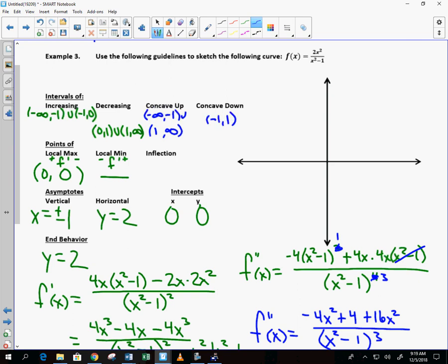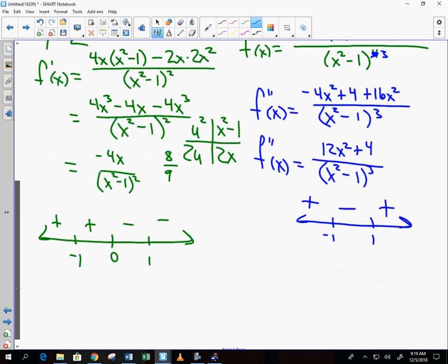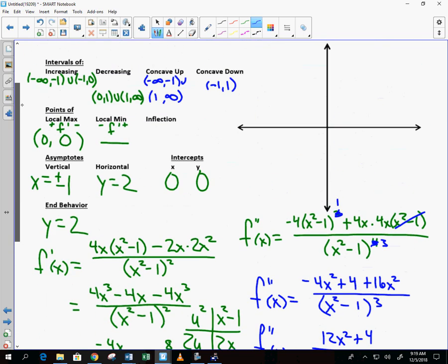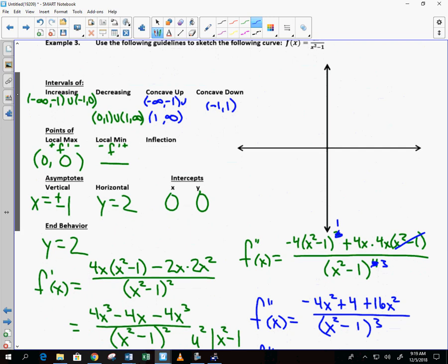Inflection, is there inflection? It changes from positive to negative, negative to positive, but those points are not in the domain. So remember, inflection is a point, and you need to be able to come up with a y value. And you can't come up with a y value, because if you plug in -1 or +1, the function is undefined, as we already determined. It is not part of the domain. We have all these beautiful pieces.